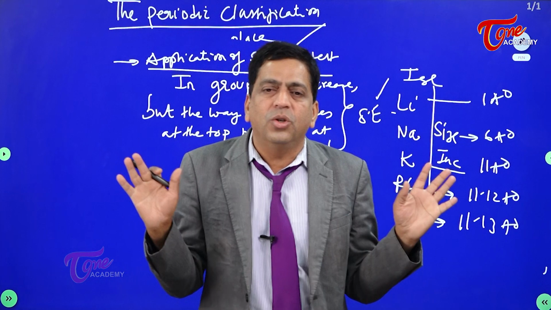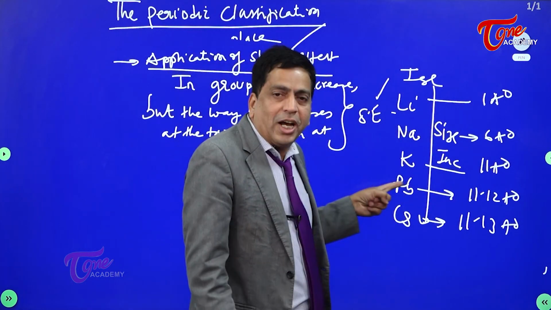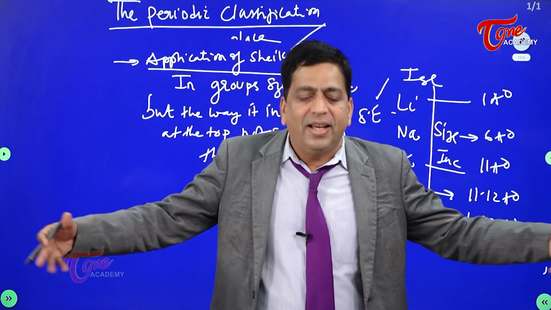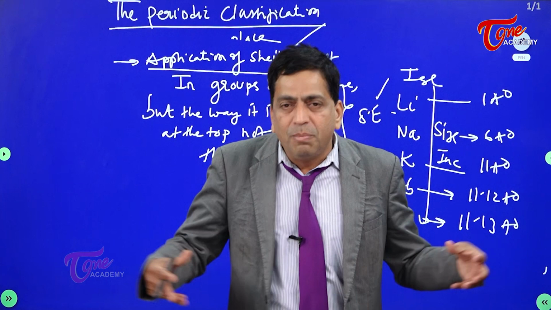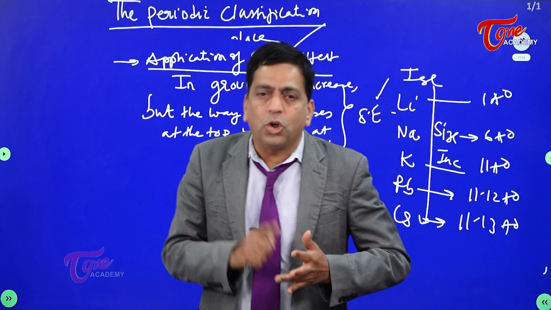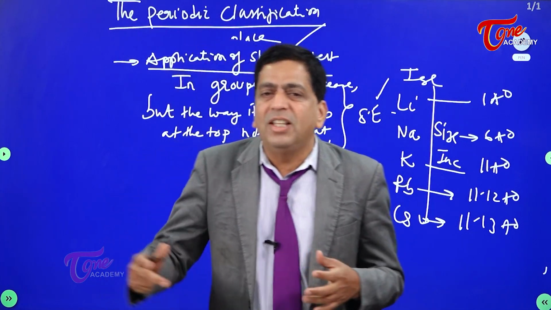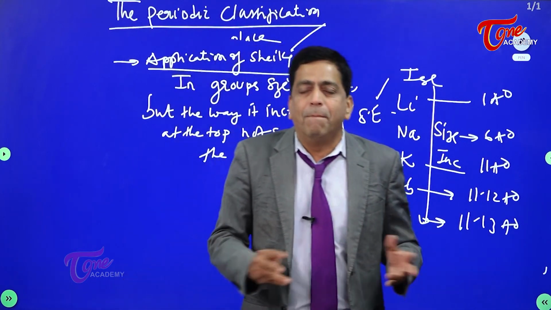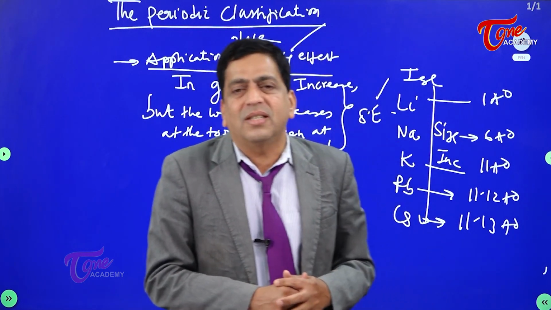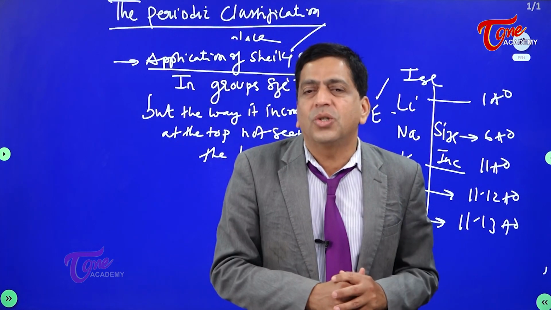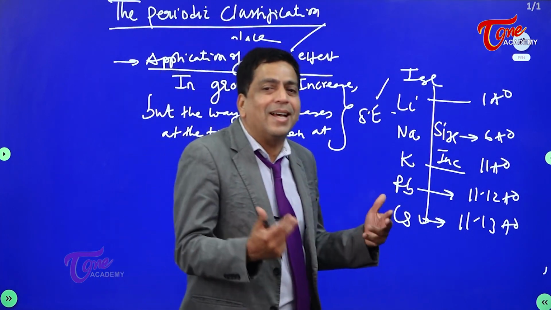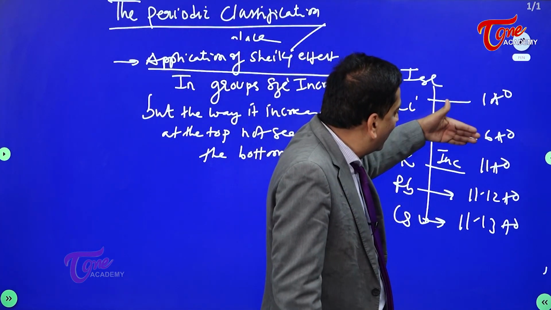Now, what is the shielding effect? Look into this. For lithium, sodium, and potassium, between the nucleus and the outermost shell, you have shells and subshells, and most of the electrons are occupying s and p subshells. And s and p subshells are very, very good shielders. So when they are good shielders, that's why there is a size increase. You can actually see 1 to 6 and 6 to 11.